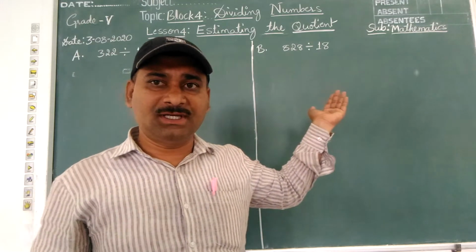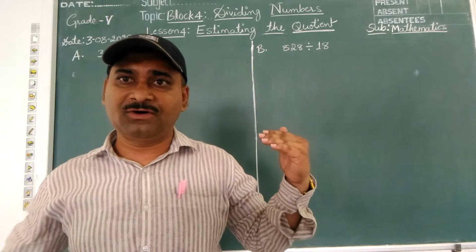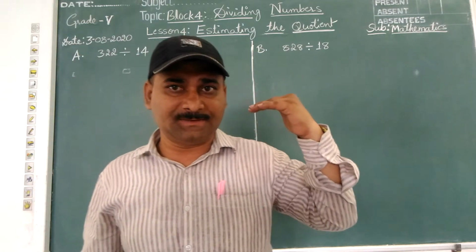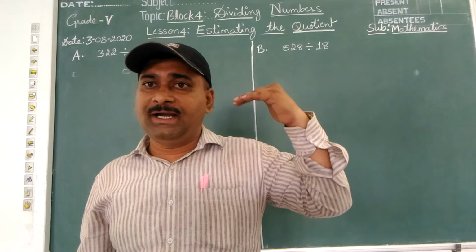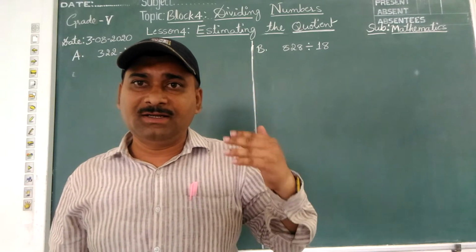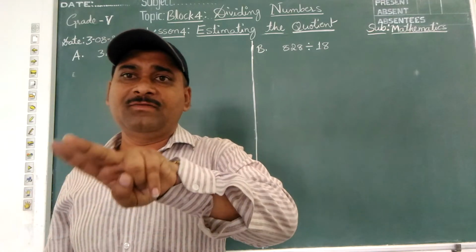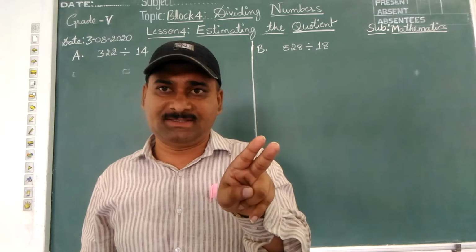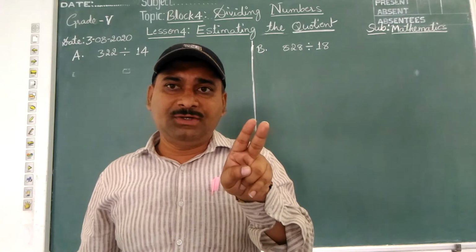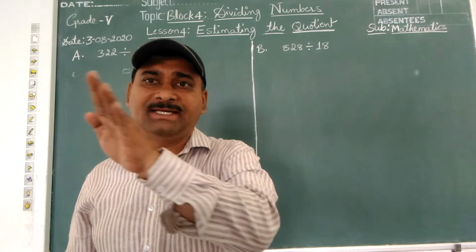In block 3, 4th lesson, you already know how to estimate the numbers before doing the product. Just recall whatever you learned, children. The heading was estimate the product. Numbers were given to multiply. Before multiplying, we estimated to the highest place. Don't forget, children, whatever things are said.